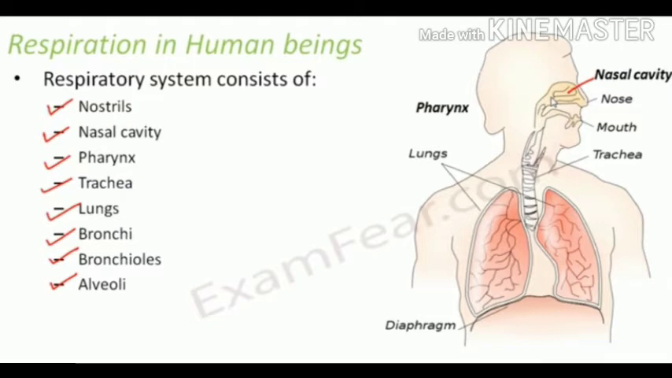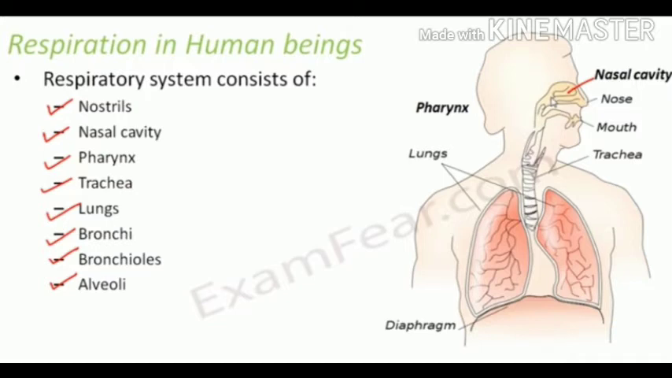There is a pair of lungs. After this are the bronchi. What are bronchi? This trachea divides into both lungs. So the branches of trachea are known as bronchi. The bronchi will further divide into smaller branches known as bronchioles. And these bronchioles further divide into smaller branches, and what do we call them? We call them alveoli. So now you are aware of the different parts of the respiratory system.